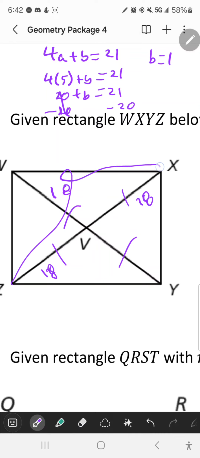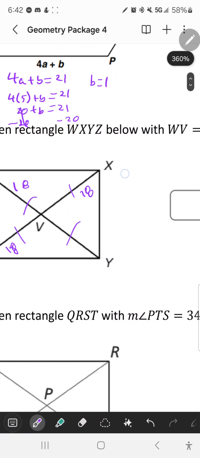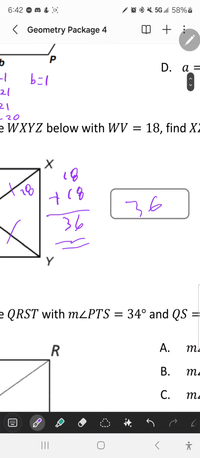And now if we're looking for the whole one, we just need to add them together. So 18 plus 18 is 36. Yep, that's the answer.